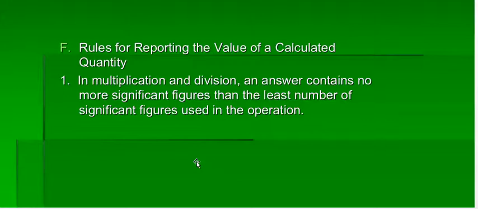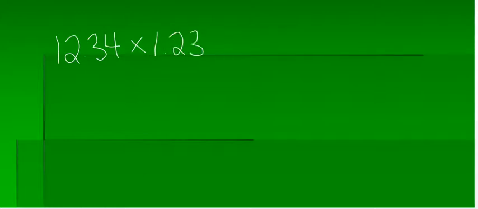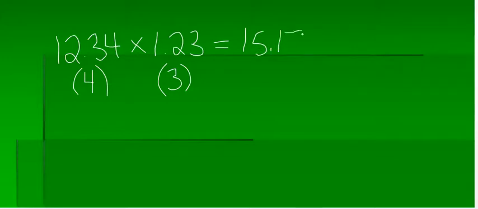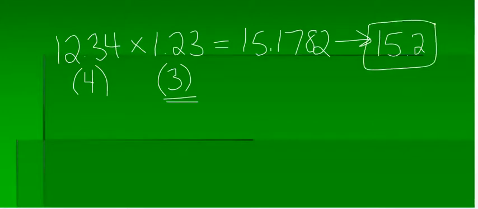When we calculate a quantity, we have to report the answer to the correct number of sig figs. In multiplication or division, an answer can contain no more sig figs than the least number of significant figures used in the operation. So for example, let me go through a multiplication here. Say I want to multiply 12.34 by 1.23. When you multiply, you look at sig figs. 12.34 has 4 sig figs. 1.23 has 3 sig figs. So I'm going to get my answer from the calculator, 15.1782, but then I need to round this off. And since my least precise measurement is right here with 3 sig figs, my answer can only have 3 sig figs. My answer can only be as precise as my least precise measurement, which had 3 sig figs.